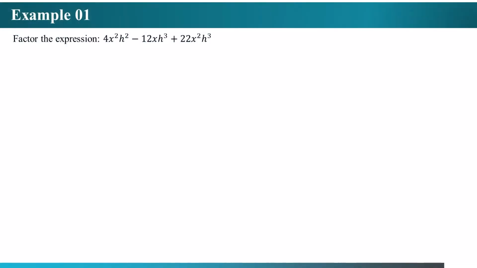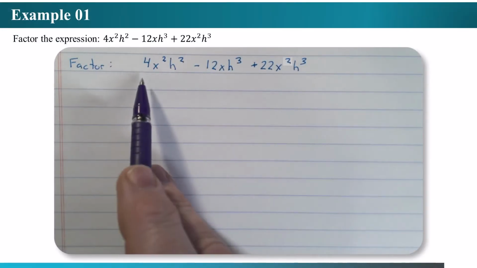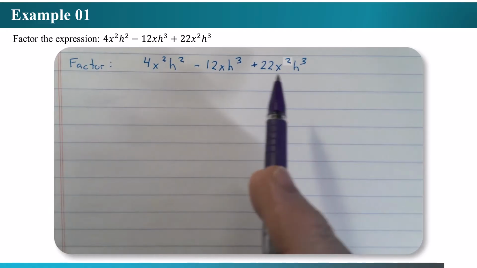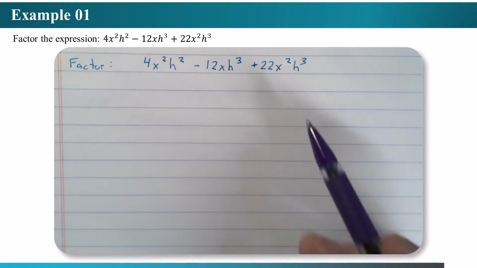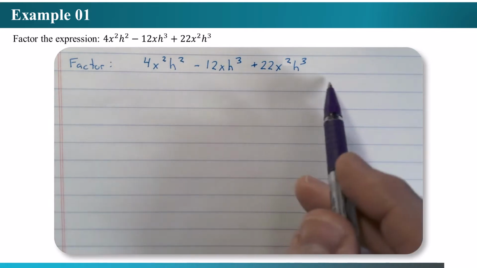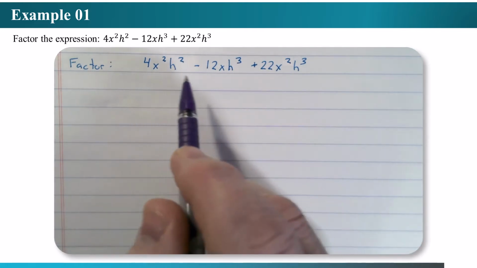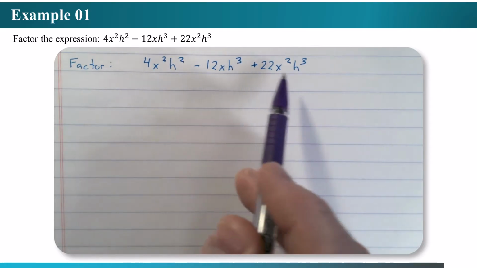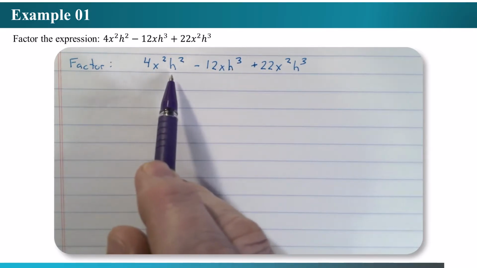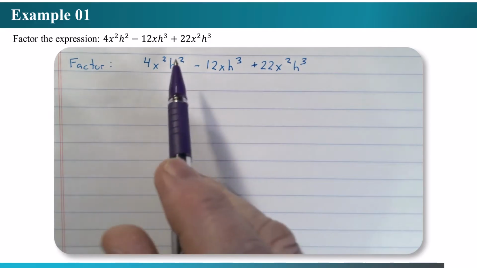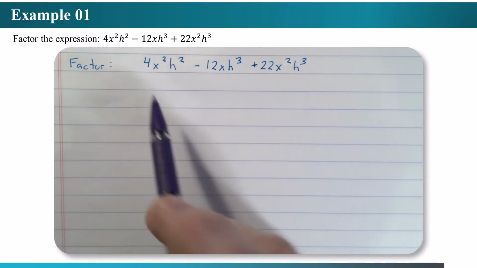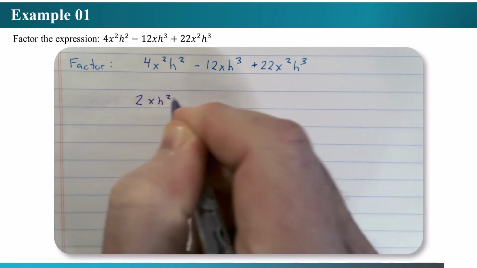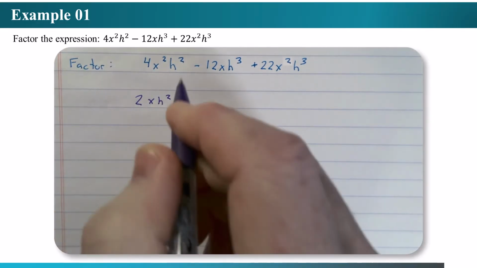Example 1. In this problem we're trying to factor 4x squared h squared minus 12x h cubed plus 22x squared h cubed. When we look among these terms, we can see that there is a 2 factor in each one of these. There's also an x factor, and an h squared factor in all of these. So there's a common factor of 2x h squared among all of these.